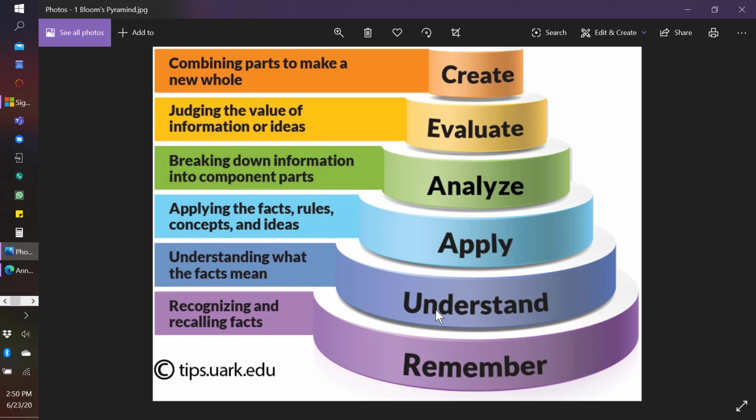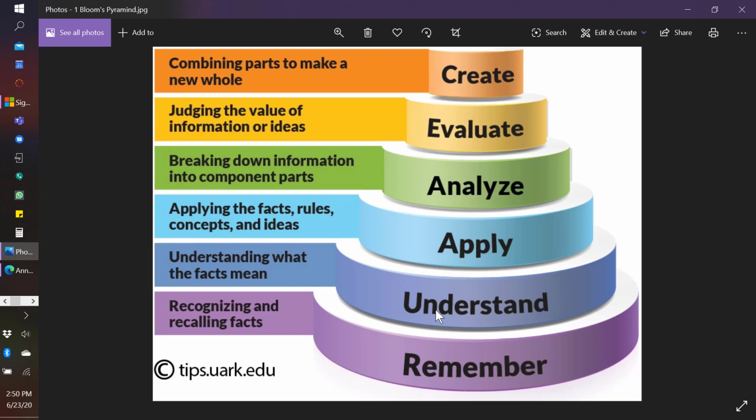analyze. Analyze is our next level. If you're able to analyze information that you've just learned, not only do you remember it, not only can you understand it, in other words, put it in your own words, not only can you use it to perform a task, now you're able to study the parts.